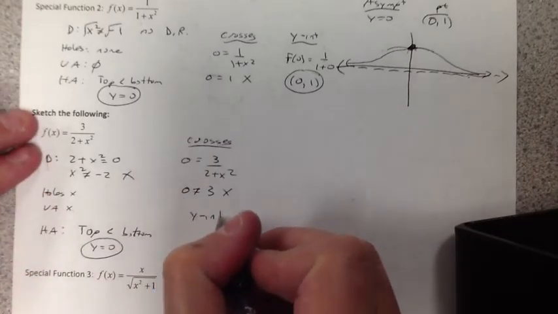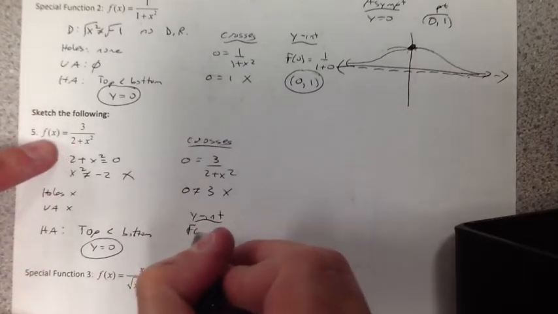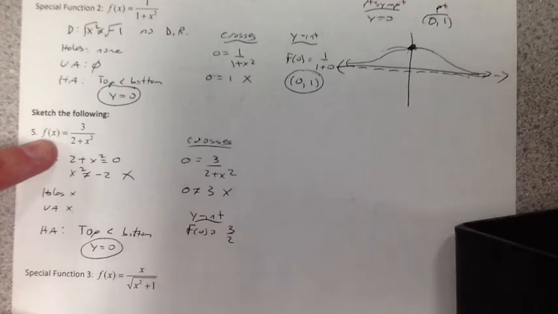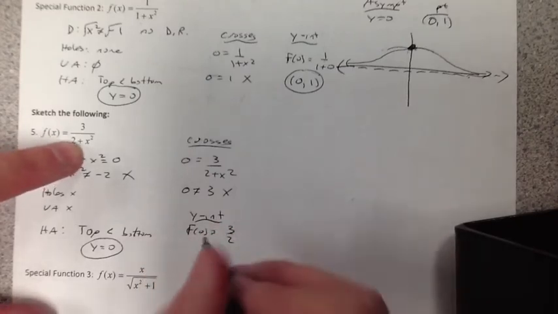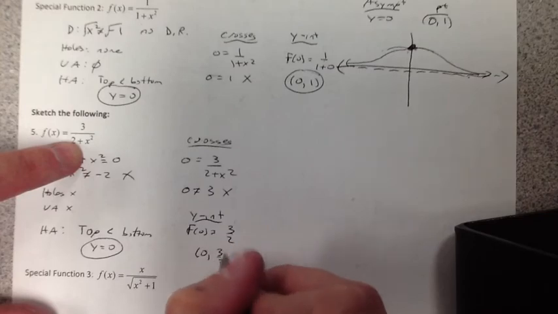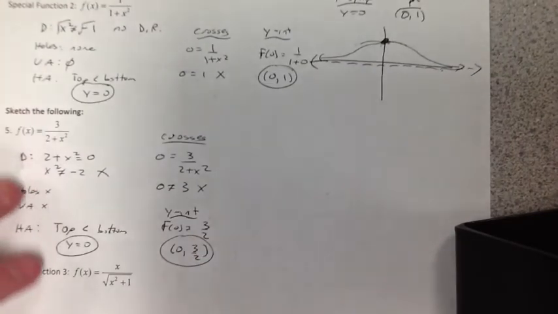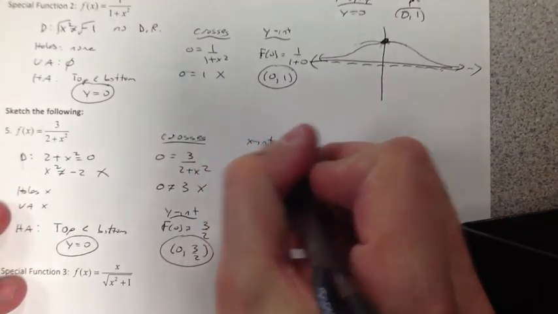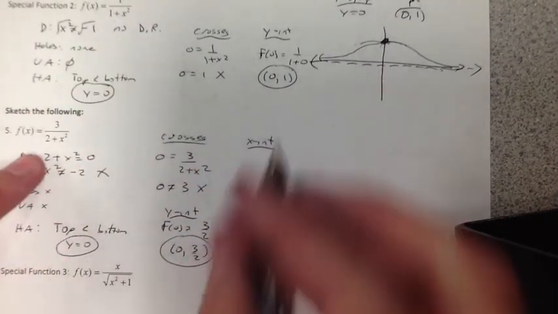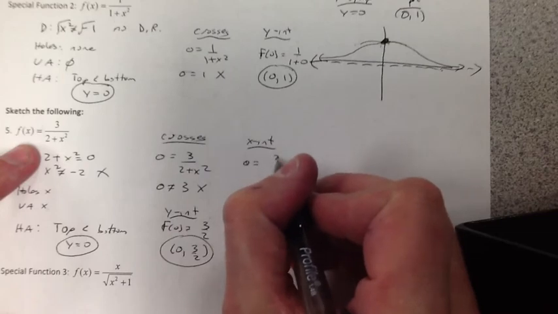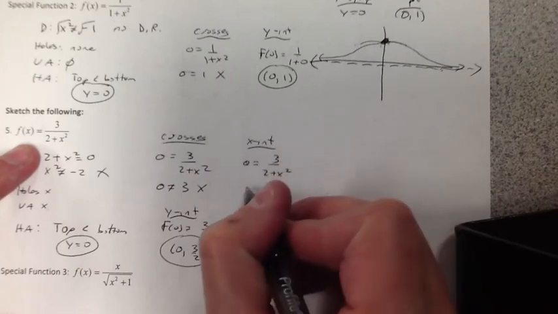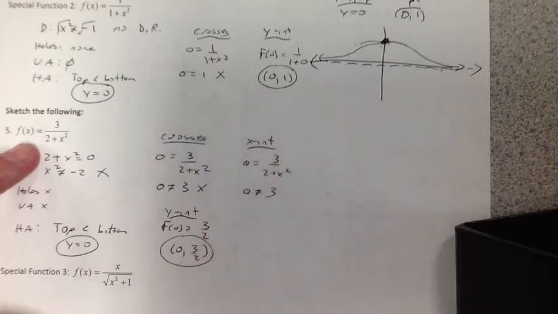Find the y-intercept. Let x be 0. f of 0, we get 3 over 2, basically, because that's just 0. So we get 0, 3/2. All right, next we find our x-intercept. We didn't find it for the last one, but I want to show you it won't work here. Because if I let this equal 0, I get 0 equals 3 over 2 plus x squared. 0 can't equal 3 if I cross multiply here. So we're done. So how do I graph it?